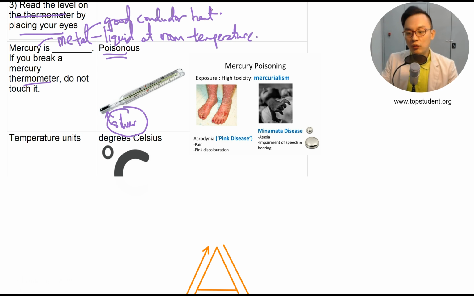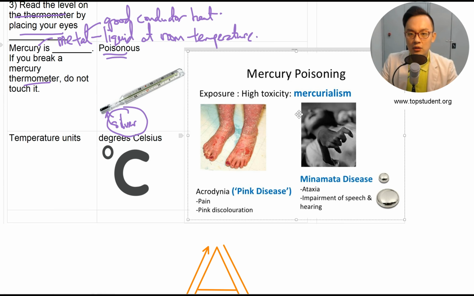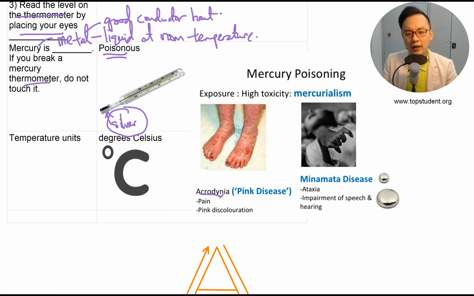Okay, so mercury, you touch it, you eat it, it's very bad for you. So I'll show you how bad over here. This is acrodynia, I don't know how to spell it, alright? It's actually mercury poisoning. You can see all your skin and your feet turning pink. Pink is very bad. You have Minamata disease as well. It affects your brain and makes you mentally impaired. Okay, so it's really poisonous.